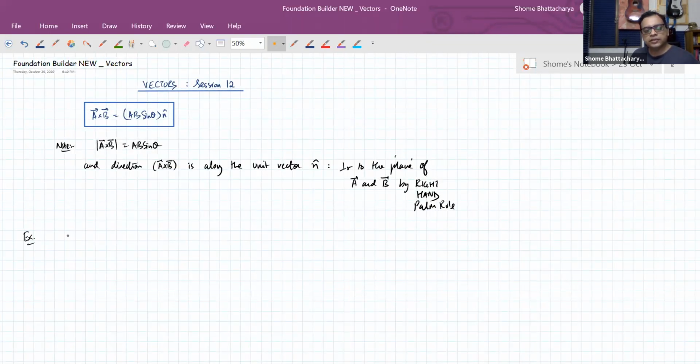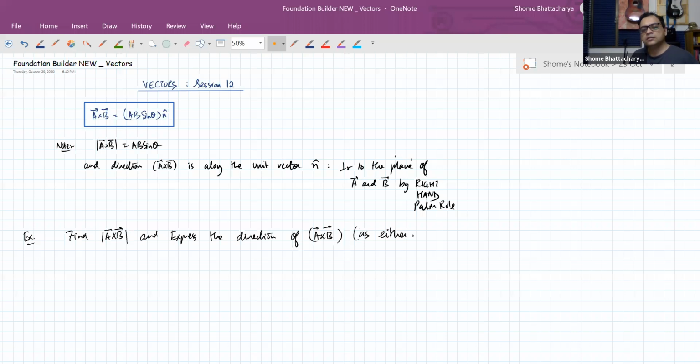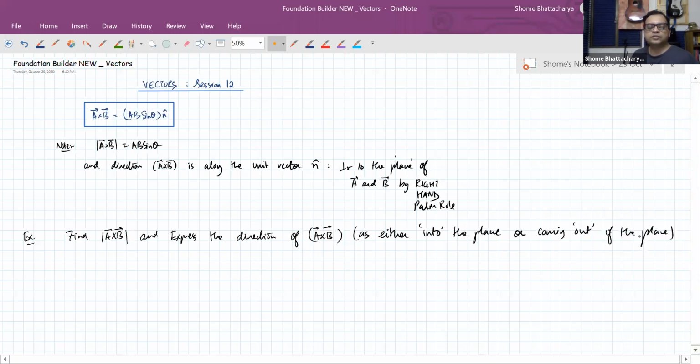So in this, we have to find the magnitude of A cross B, and express the direction of A cross B as either into the plane or coming out of the plane in each of these. So the first one is like this.